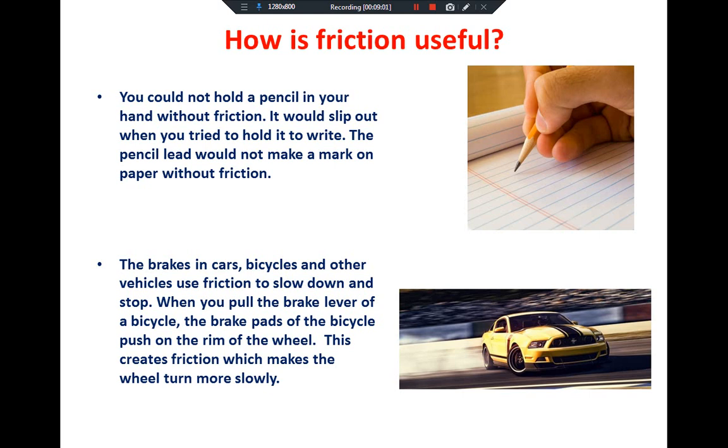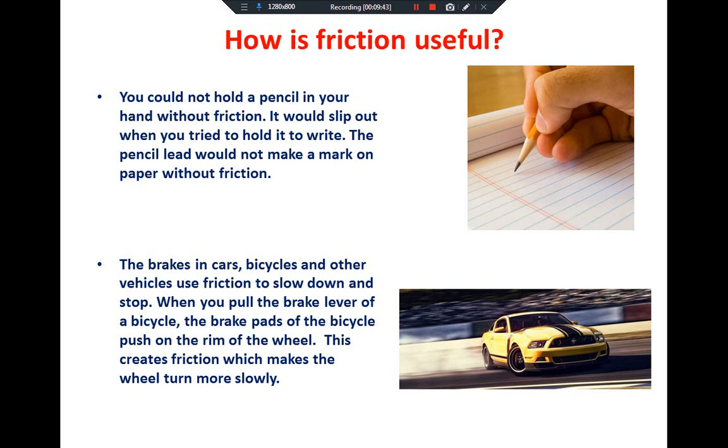There's a circular metal disc behind the car tires, which the brakes touch from both sides, especially in the front. We also have them for the back, but mostly for slowing down vehicles we use the front ones. So what happens is they touch each other, friction happens, and because of having a very great amount of friction, the car brake will slow the car down or actually stop it.